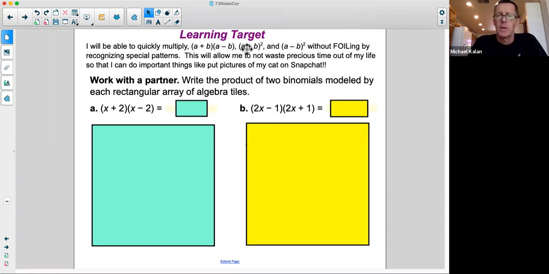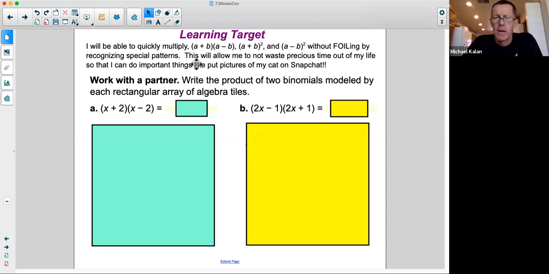That'll be one situation. Or when we have a binomial that's all squared, either a plus b or a minus b, okay? And again, this will allow you to not waste precious time out of your day so that you can do more important things, like put pictures of your cat on Snapchat or something like that. Okay, so let's work on this.